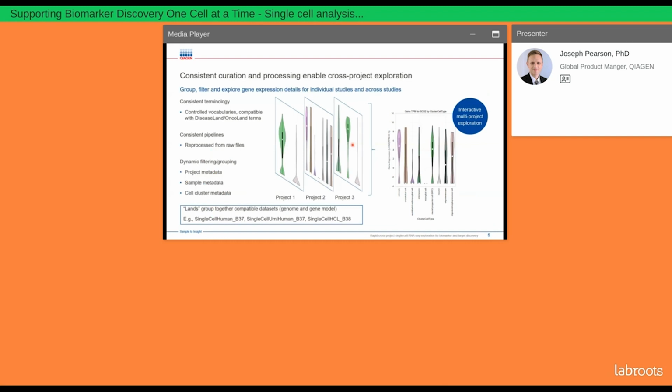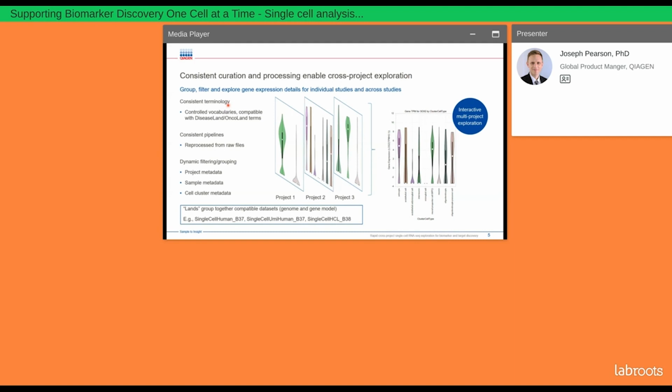The key principle behind our single-cell lens framework is to enable cross-project exploration. This requires several key steps in our curation process. You're able to group, filter, and explore the gene expression details for individual studies and across studies because of the consistent terminologies used during our manual curation process. We use controlled vocabularies that are compatible with disease land and oncoland terms, and we curate dozens of different parameters available for different studies.